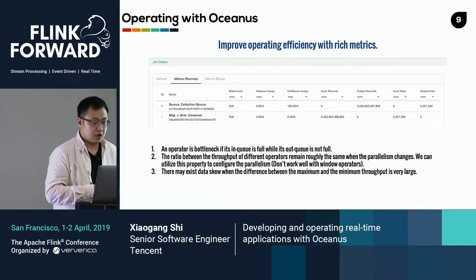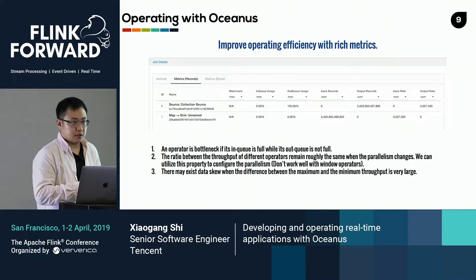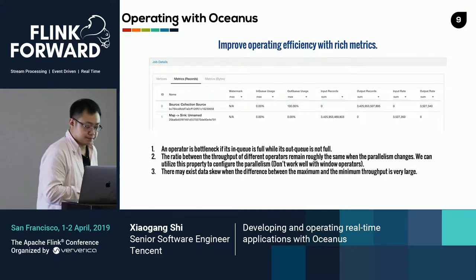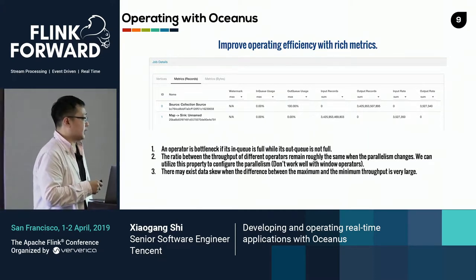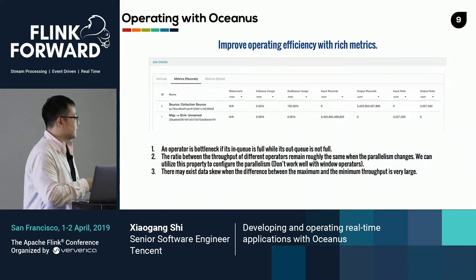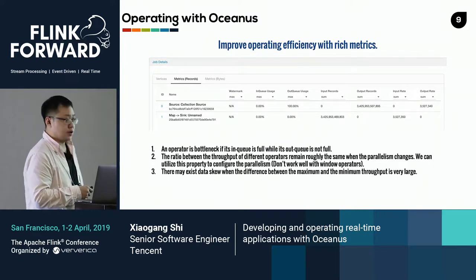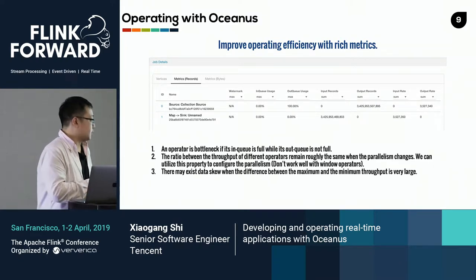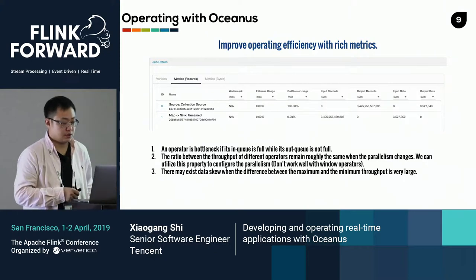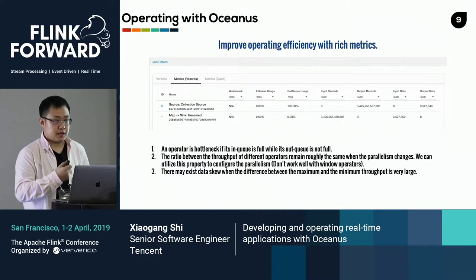Oceanus also improved the operating efficiency with a lot of metrics collected from our running jobs. We do a lot of work in refining the RESTful API and the UI of Flink. Some important metrics are collected to help us identify the bottlenecks of our jobs. One of them, the usage of the in queue and out queue, is quite important in our operating, because an operator is a bottleneck if its in queue is full while its out queue is not. That means there must exist some mismatch between the input speed and the output speed.